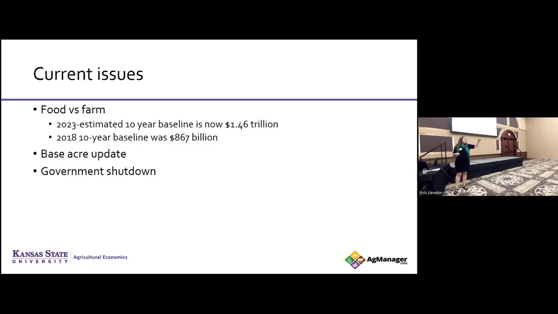I'm also going to spend some time talking about a potential base acre update. Seems unlikely to happen, but it has pretty big implications for Kansas, and I think there'll be a reckoning on base acres sooner or later. Last of all, I want to touch on the shutdown a little bit, and then Brian Brigham can continue discussing that in the macroeconomic stuff.